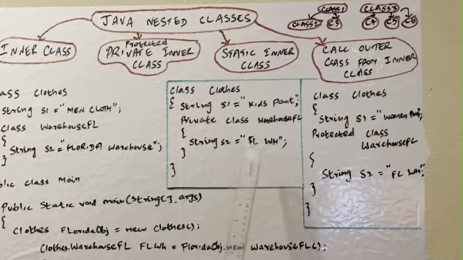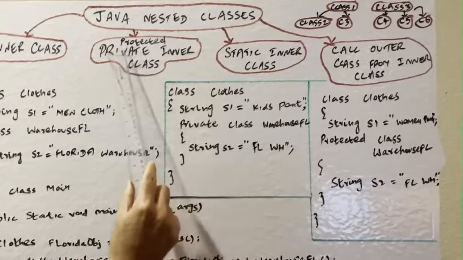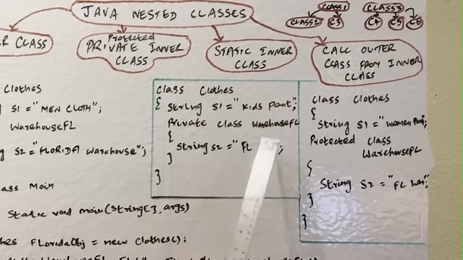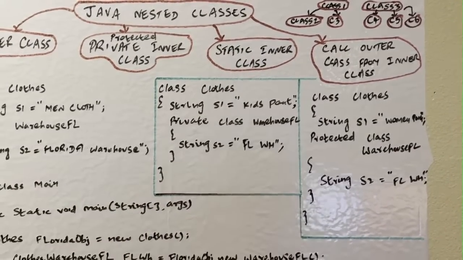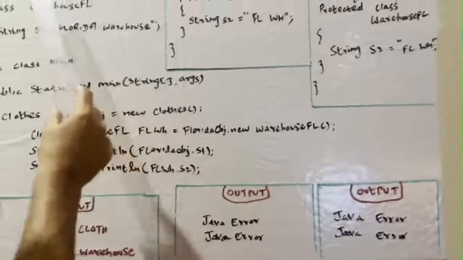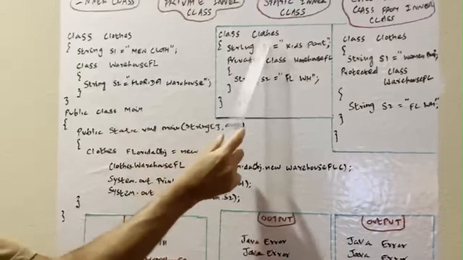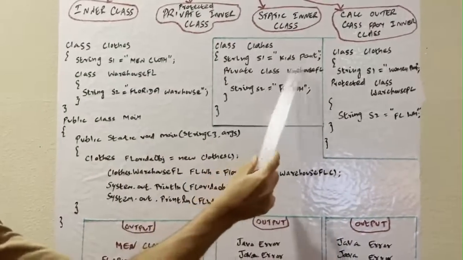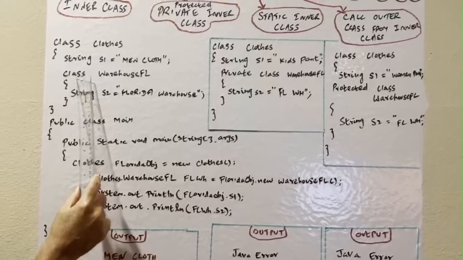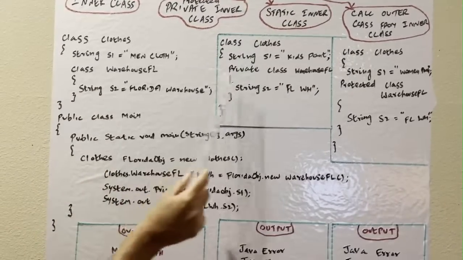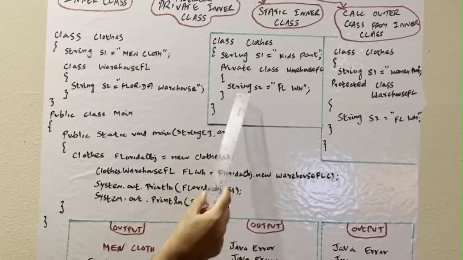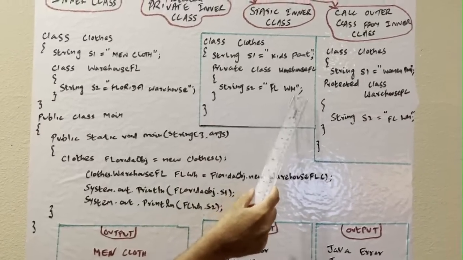But there is another one: you can use a private or a protected inner class. That means you cannot call the variables in here, it will give an error. I'm going to explain here. The same thing, class clothes, string s1 equal to kids pant. Here instead of just a class, I'm putting private, which means it's private to this class. Private class warehouse Florida, string s2 equal to Florida warehouse.